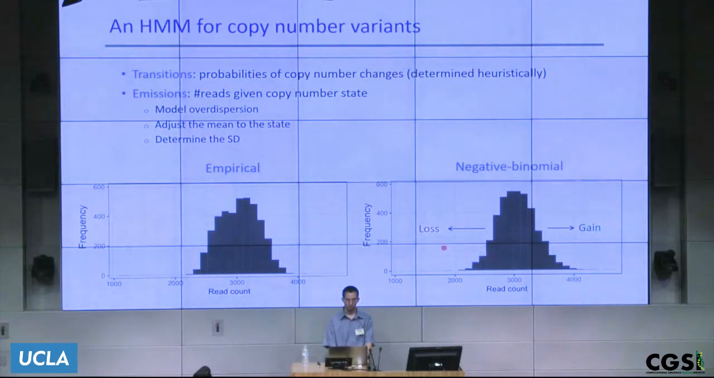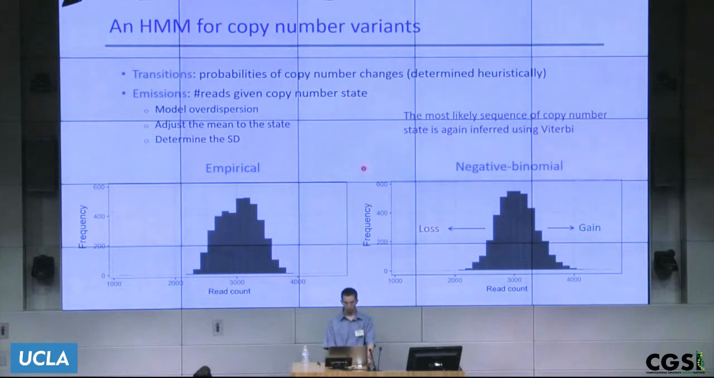We have to shift it left for a state of loss, where we expect to have half the coverage, and shift it to the right, where we have a gain, and we expect 1.5 the coverage. And we also had to adjust the standard deviation. It turns out the standard deviation depends on the mean in a complex way. We had to adjust for that. But eventually, that defined the transition and emission probabilities of the hidden Markov model.